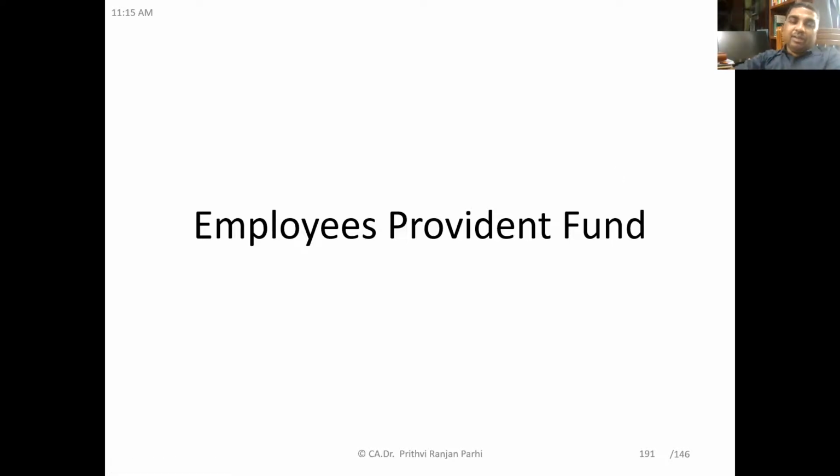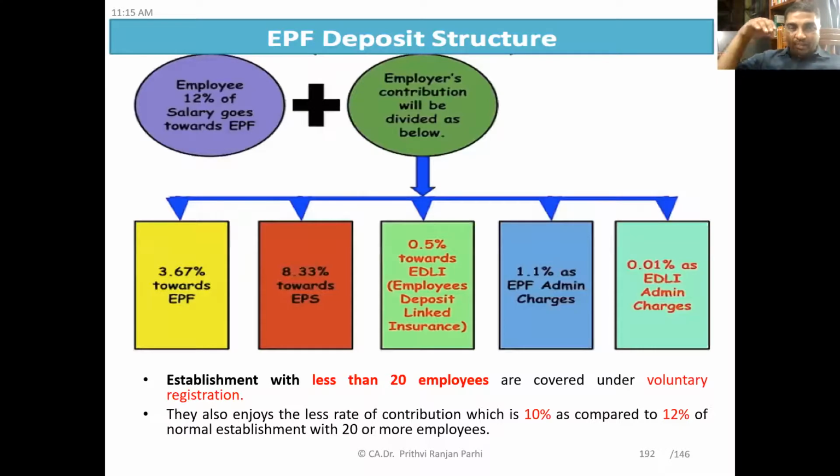Yes, sir. Now, the next concept is the Employees' Provident Fund. Some of you might be aware of the provident fund laws, the Provident Fund Act. Some basic things I would like to tell you about what happens in case of provident fund, if the provident fund laws are applicable to the employer, or if the employer voluntarily adopts the provident fund law.